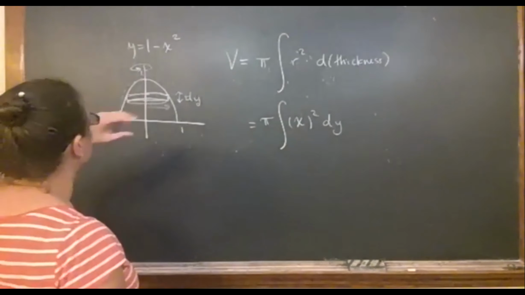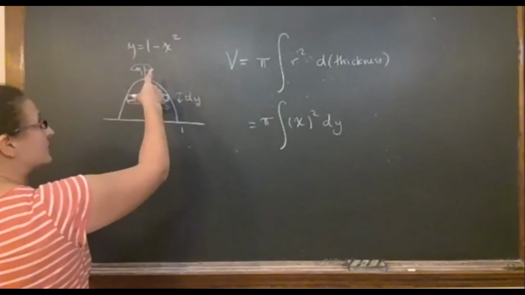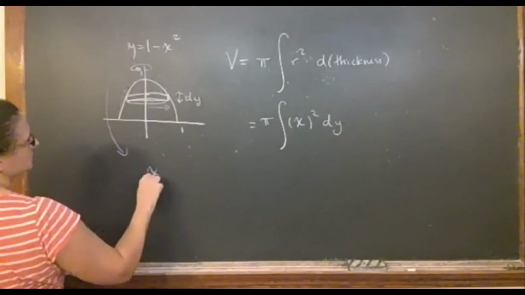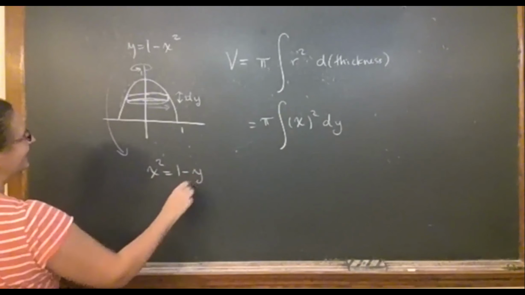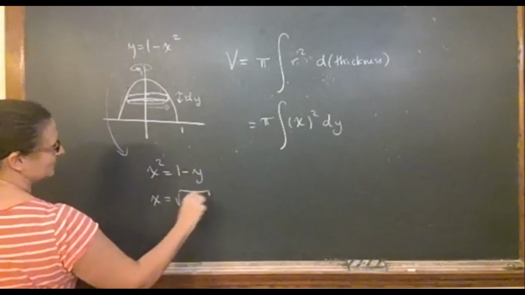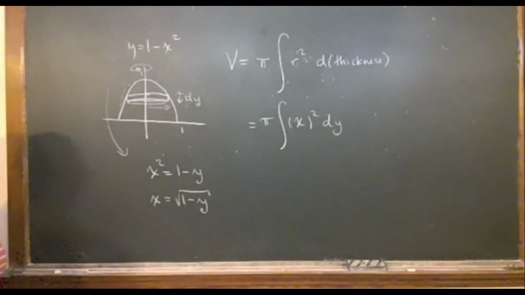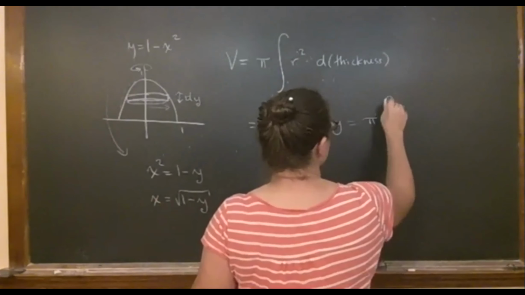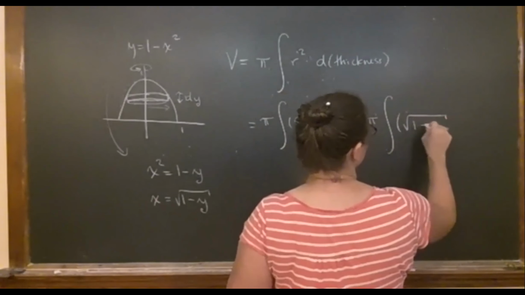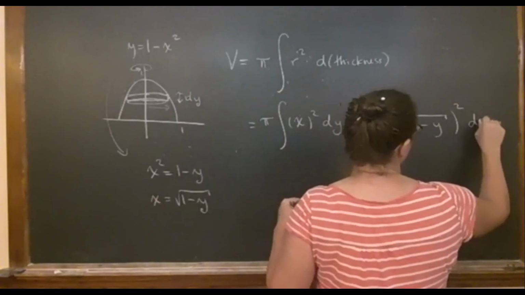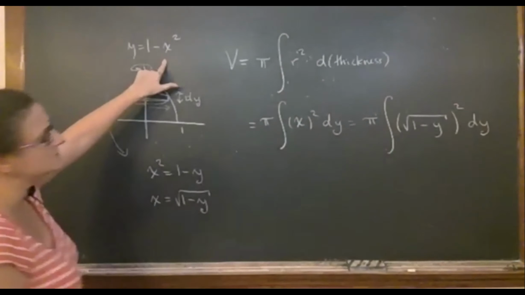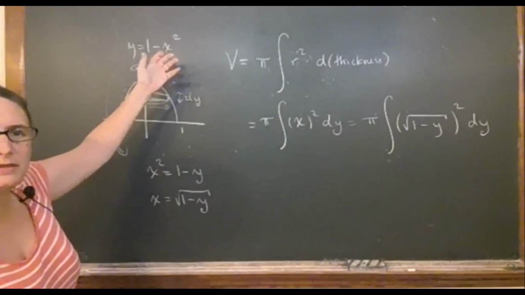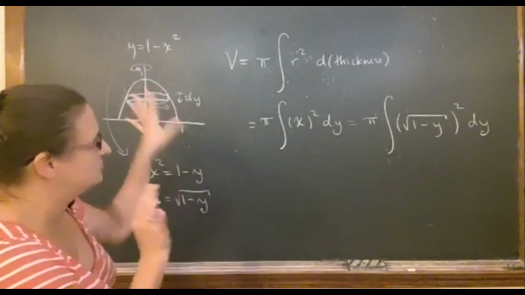Well, that's not that hard, because I can always just solve for this. I take this equation and solve for it. I have x squared equals 1 minus y, and then x is equal to the square root of 1 minus y. And then all I have to do is put that in there. So I've got pi times the square root of 1 minus y, squared, dy. We could also have solved for x squared, but oftentimes you won't have the x squared right there. You'll have to solve in some other way. So I just did it this way.